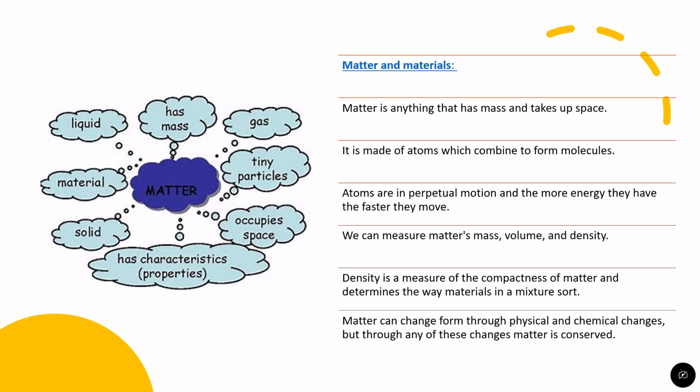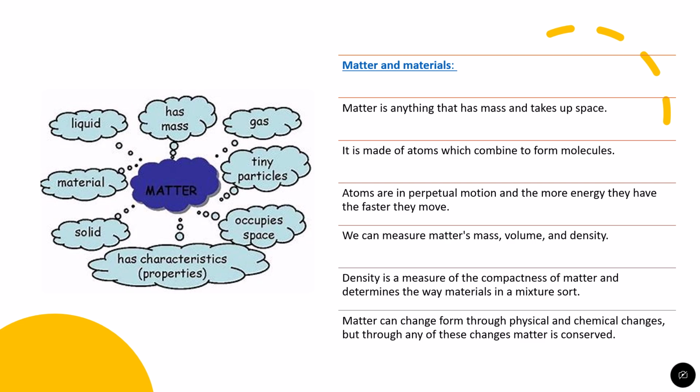So we can measure matter with mass, volume, and density. Now, density basically is a measure of the compactness of matter, and the way that it is compressed together. So that means that it's like really thick, like petrol is dense, because all the molecules and the atoms are densely, tightly compact next to each other.